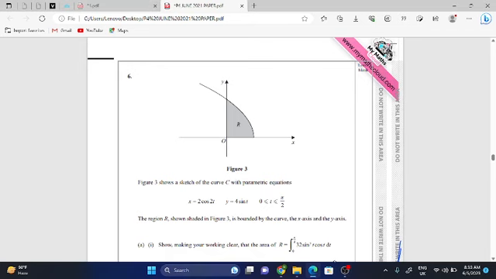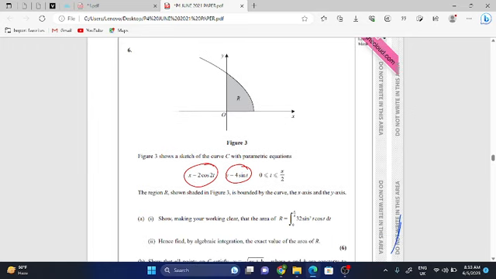Question number 6, part A. A graph is given to you and the parametric equations for it are x = 2 cos of 2t and y = 4 sine of t. The region R is shaded in the figure and is bounded by the curve, the x-axis and the y-axis. Show in your working clearly that the area of that region is equal to the integral from 0 to pi by 4 of sine squared of t cos of t. That is the first part. For the second part, you have to find the region bounded by it using integration.